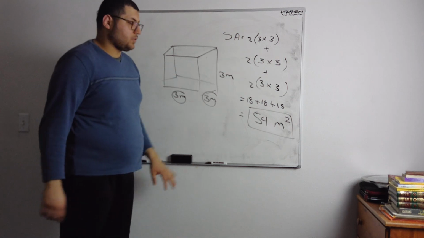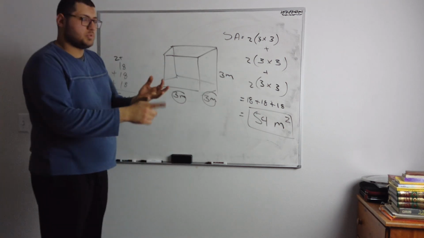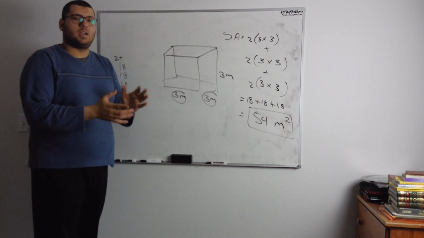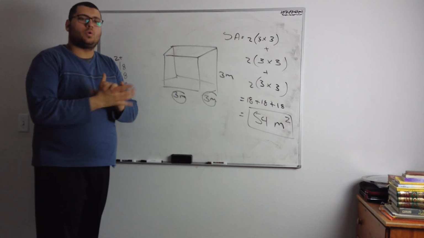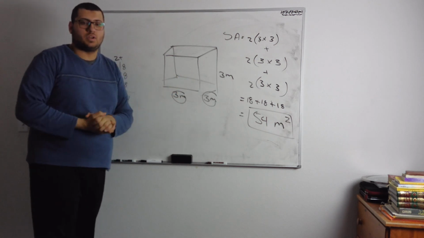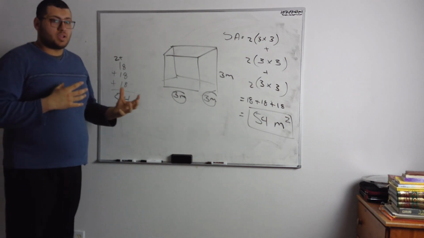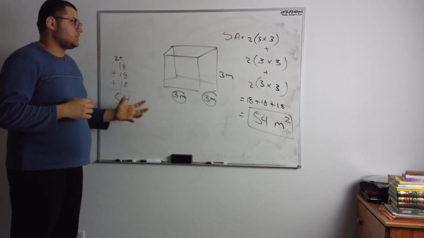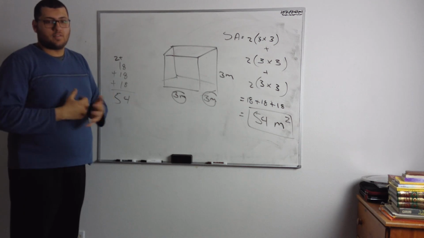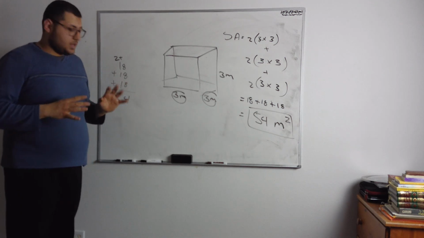Just write your formula down first. Length times width, width times height, length times height. Multiply each one by 2, add all these 3 numbers together. You have the surface area. Alright? I know this process was a little tough. It has a lot of combinations, but just write it down like this.